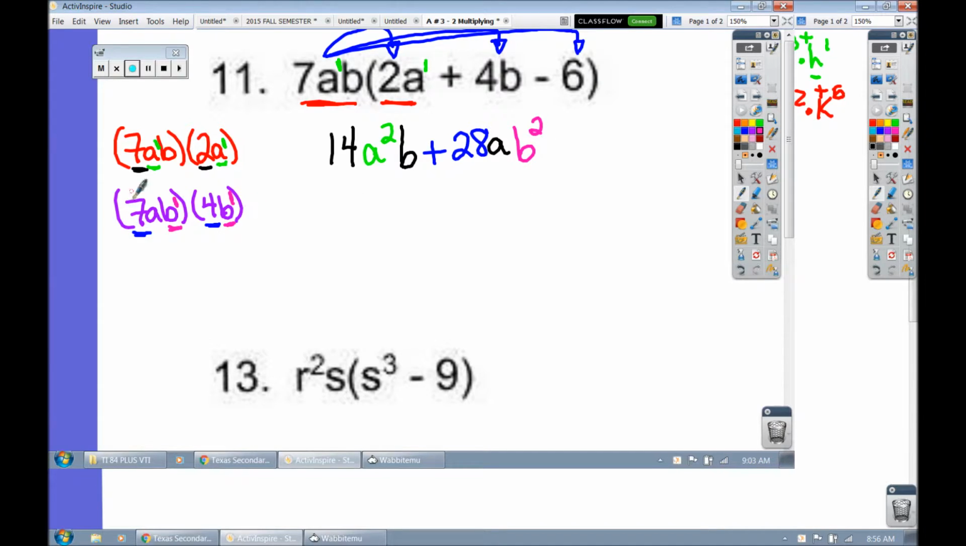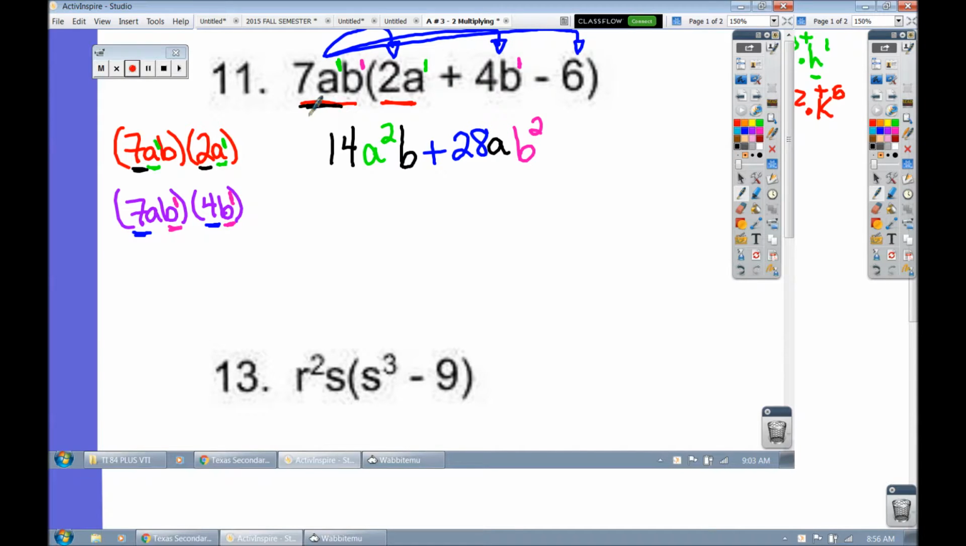Now you don't have to write this out over here. You could simply go 7 times 4 is 28. There aren't any a's, so I bring it down. And b to the 1st times b to the 1st is b to the 2nd. If you're good enough to do that, you can skip this process. But I want to show you an alternative way of just simply rewriting the distribution process here.